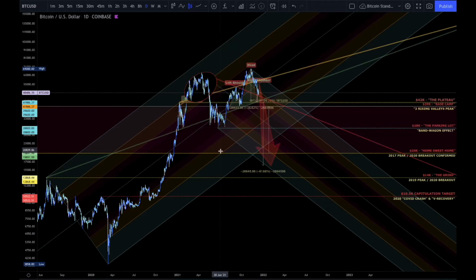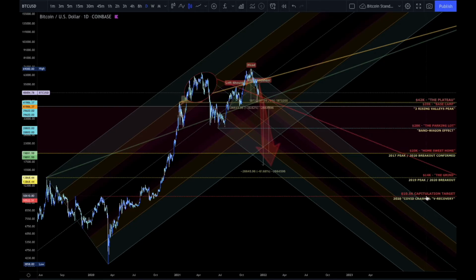The next one on the way down is approximately $20,000, which is where the three valleys reach their pattern's conclusion at the 2017 bull market peak, and that's where the 20,000 is. This is the additional 20,000 afterwards, approximately. That's the measured move and the throw-over. As we go lower than that, we've got this 2019 peak that is also the anchor of this sloped support line here, and that is at approximately $14,000.